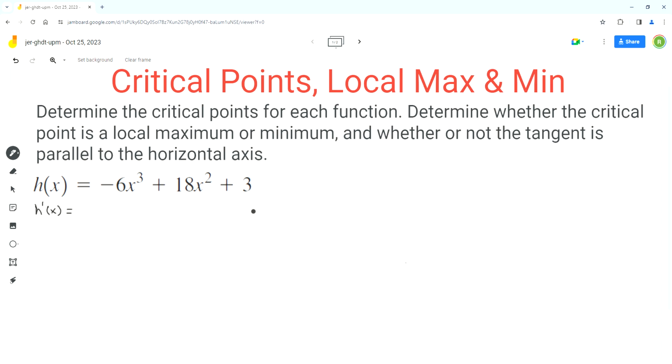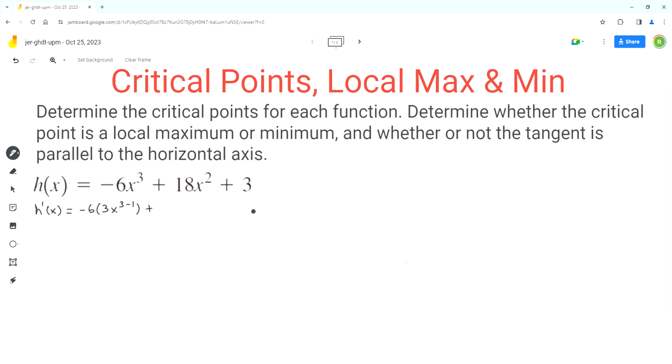equals. Now this is a polynomial function made up of 3 terms, so we'll have to use the power rule to find the derivative of these terms. The first term is negative 6x cubed. Negative 6 is the coefficient, so it will stay as it is, and the derivative of x cubed will be 3x exponent 3 minus 1. So we move the exponent to the front and subtract 1 from the exponent.